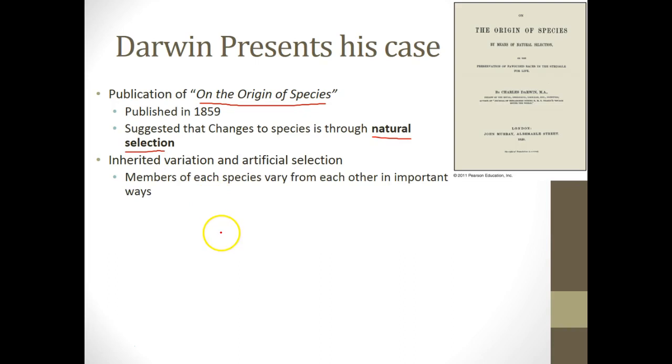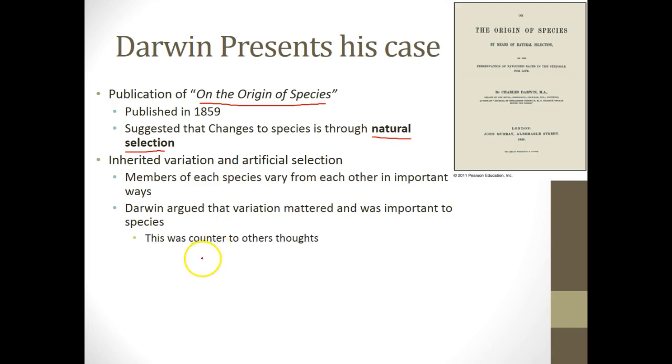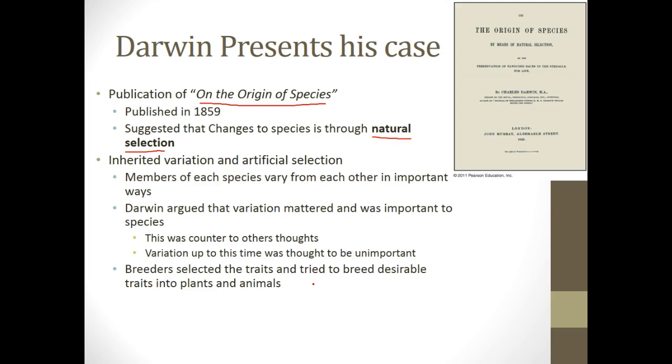Members of each species vary from each other in important ways. Darwin argued that variation mattered and was important to the species. This was counter to thoughts that were current in the scientific community. Variation up to this point was thought to be unimportant, and breeders selected the traits and tried to breed desirable traits into plants and animals. And that's the way dogs came to be.